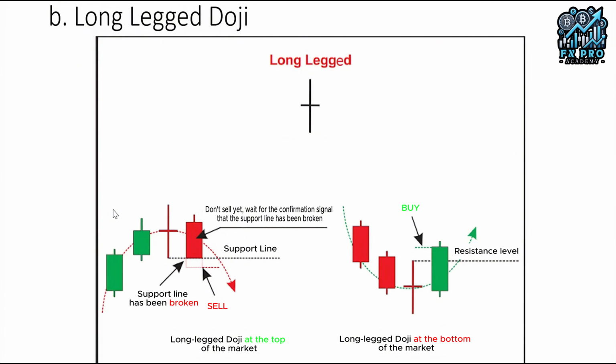Alright, let's move on to the long-legged doji. The long-legged doji sometimes represents indecision among investors. It could signal a reversal. But we shouldn't sell too early here. Even though there's indecision, we don't know if it'll continue rising or fall. It could rise more, and selling now might be too soon. Wait until after this candlestick closes.